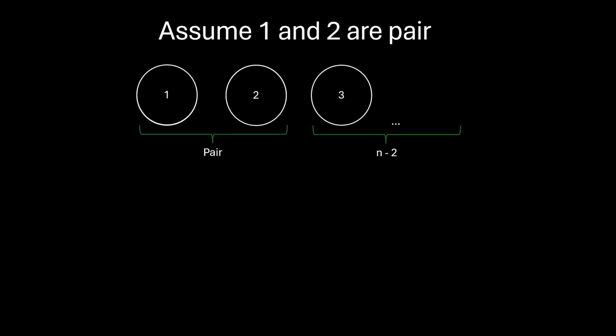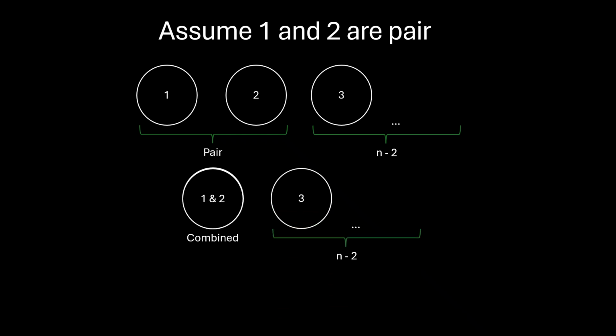So firstly, we're going to assume that the first and second are paired, which means that as you can see from this diagram, we have the first and second being paired, and the rest of the people are n minus 2 people. So we can then combine those two into 1 and 2, which is also known as combine. And then the rest of the people, which is n minus 2 people, can be brought down from here, and then after that we can combine all those again into n minus 1 people.